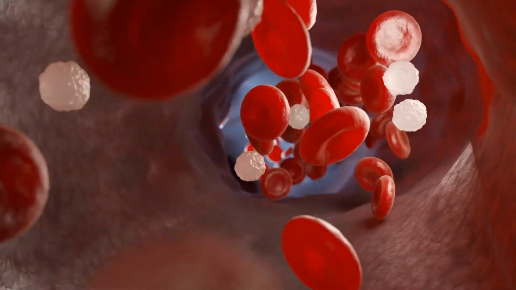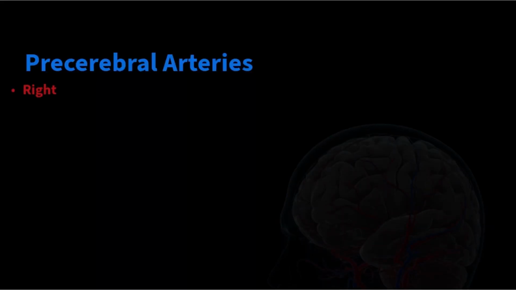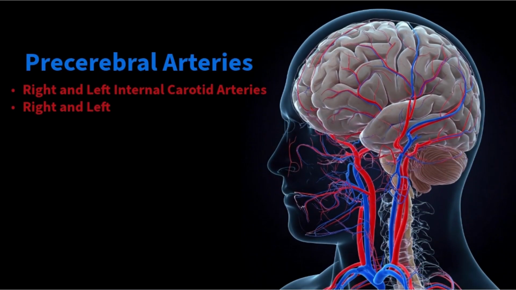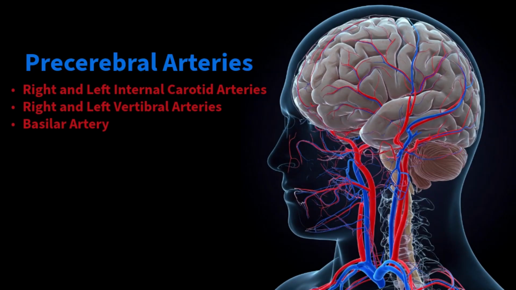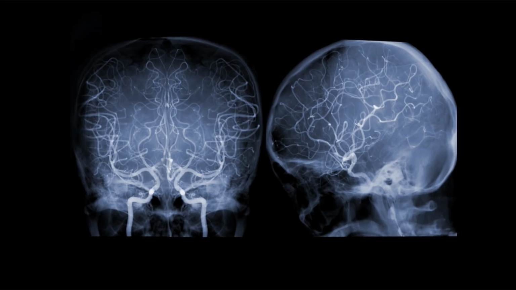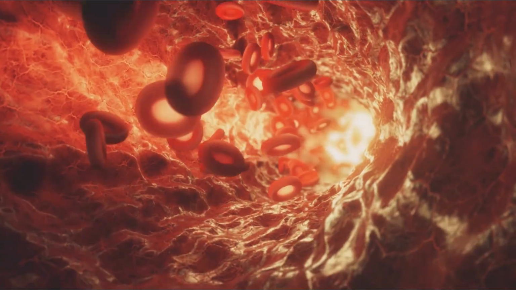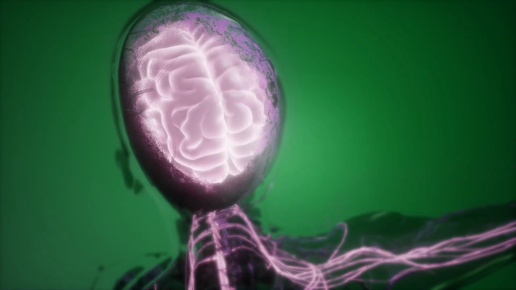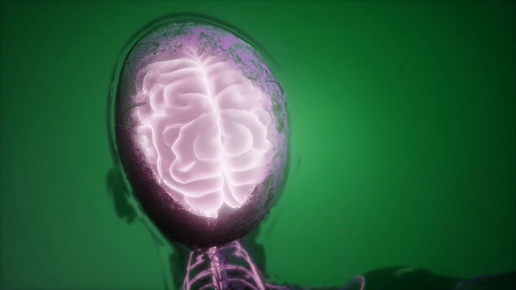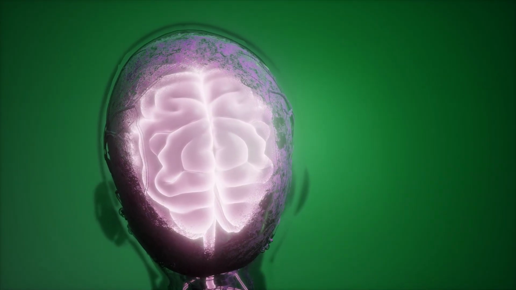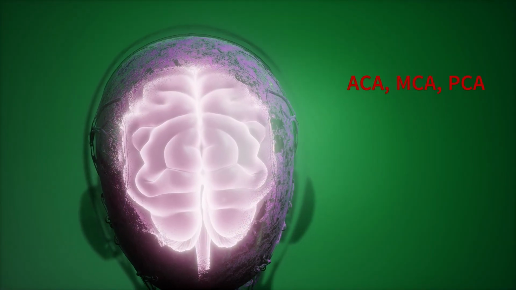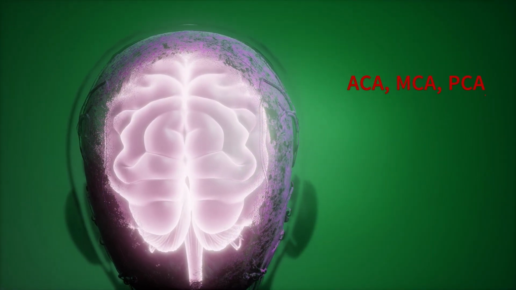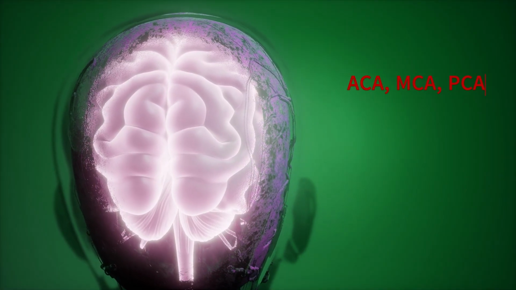The vertebral arteries, the internal carotid arteries, and the basilar artery are considered the precerebral arteries. They supply blood to the brain, but they're located outside the brain or just before reaching it. This means that blood flow travels through these arteries via the neck and the base of the skull, eventually joining the circle of Willis, where the cerebral arteries, the ACA, MCA, and PCA, continue to supply fresh, oxygen-rich blood to the rest of the brain.